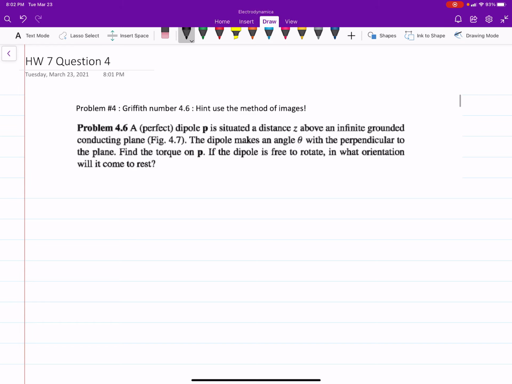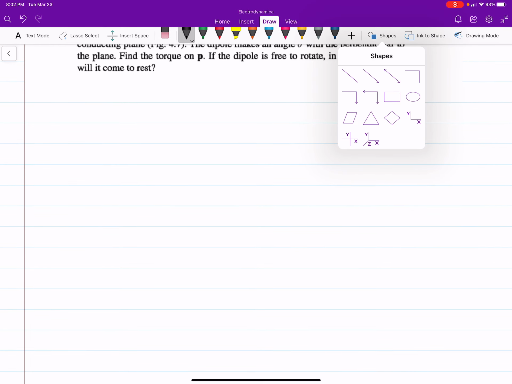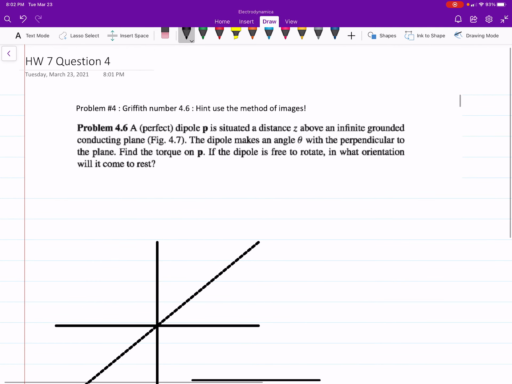Okay, so this is another video of me working out my group homework. So I'm just going to make this really quick, just a little coordinate system. It says a perfect dipole P is situated at a distance z above an infinite grounded conducting plane. So the plane is kind of indicating it's three-dimensional. The dipole makes an angle theta with the perpendicular to the plane. Find the torque on P, the dipole. If the dipole is free to rotate, in what orientation will it come to rest?